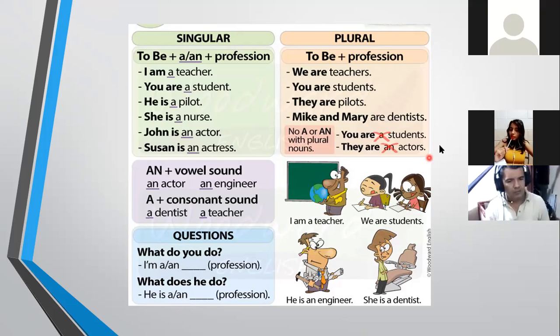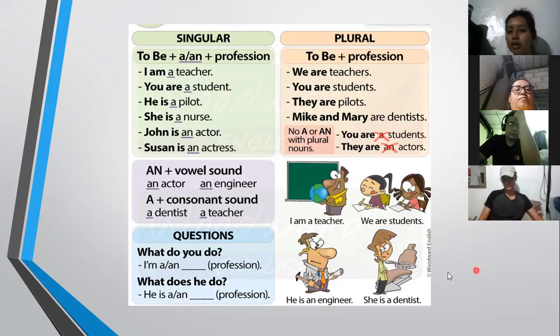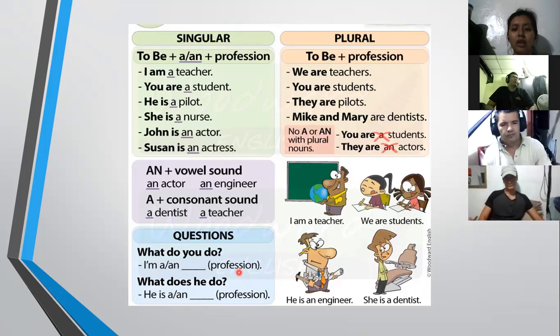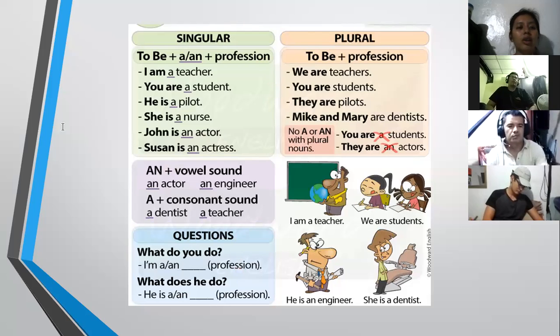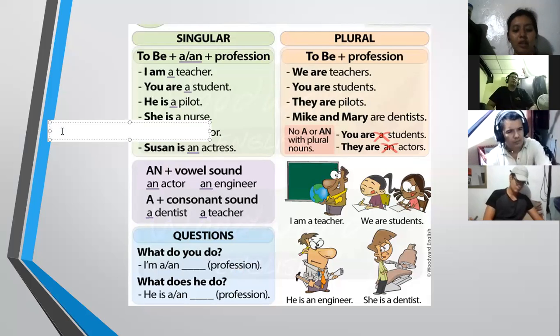Mario? Lo perdimos otra vez. Yo soy maestro de computación, pero no sé cómo decirlo. De informática o solo computación. Profesor de computación, de informática. A teacher computer. Information technology, IT, teacher.